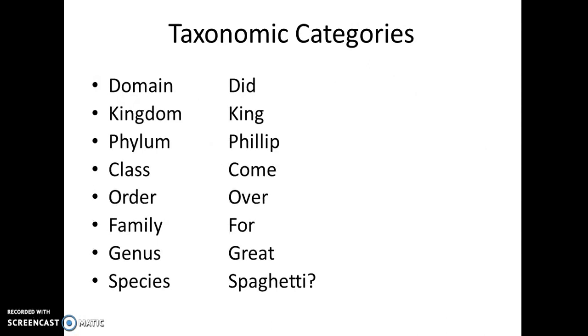How do you remember these things? Well, come up with some type of device. Take the first letter of each one and you make a new word. So, Did goes for domain, King for kingdom, Philip for phylum, Come for class, Over for order, For for family, Great for genus, and Spaghetti for species. So it says, did King Philip come over for great spaghetti? That is one way to remember the order of categories.